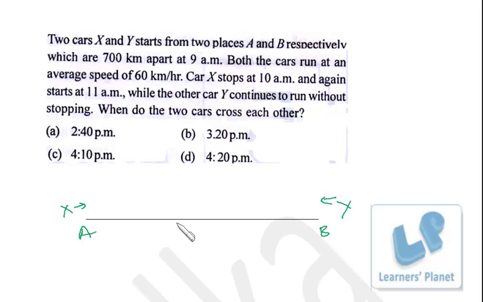See, initially this is 700 kilometers. After 1 hour, it might have covered up 60 kilometers. So this is the present situation at 10 o'clock. At 11 o'clock, this car will still be here and this car might have covered up 60 kilometers more. So this is the situation at 11 a.m.